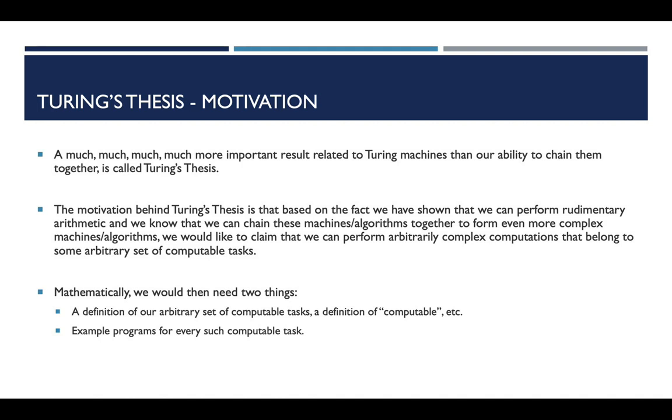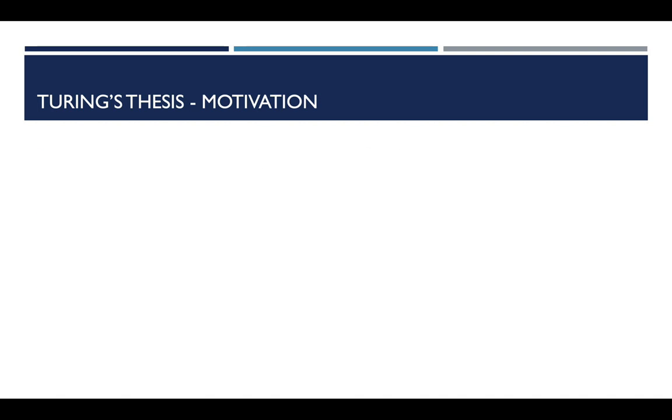And in addition to that, what you would actually need is, for every one of those computable tasks, you would also need a program that actually demonstrates that there is an algorithm that could be implemented on a Turing machine that solves that specific problem. And so obviously trying to derive these two things is extremely non-trivial.